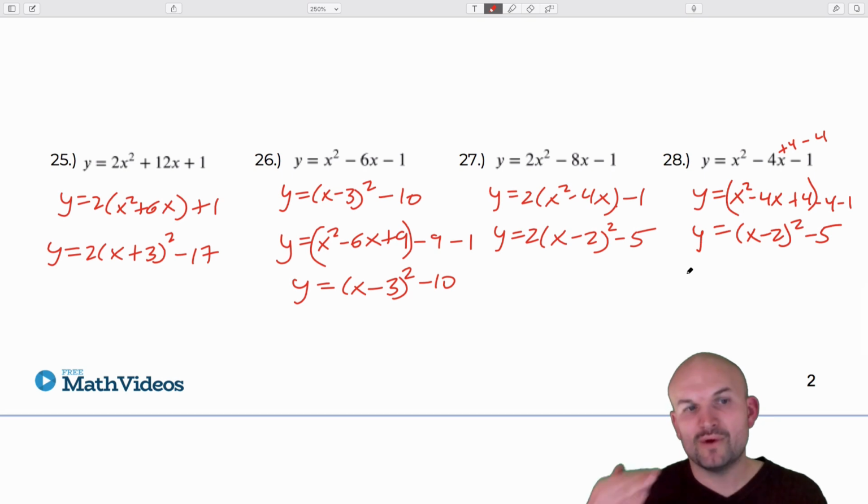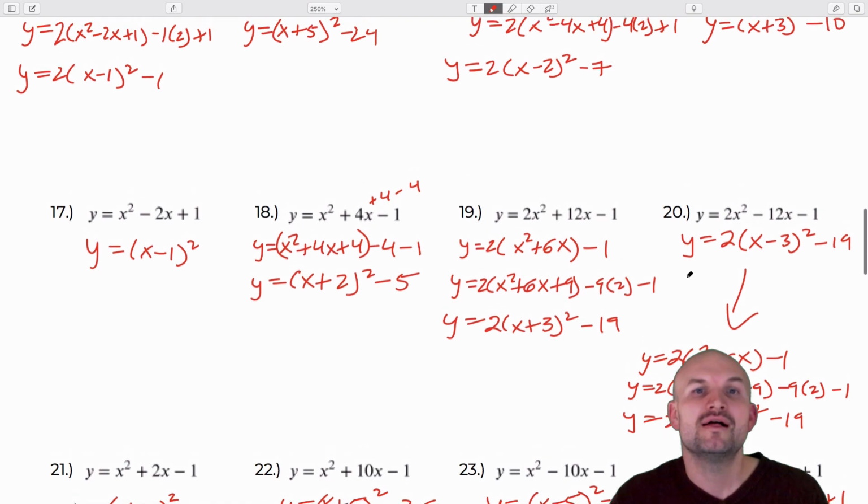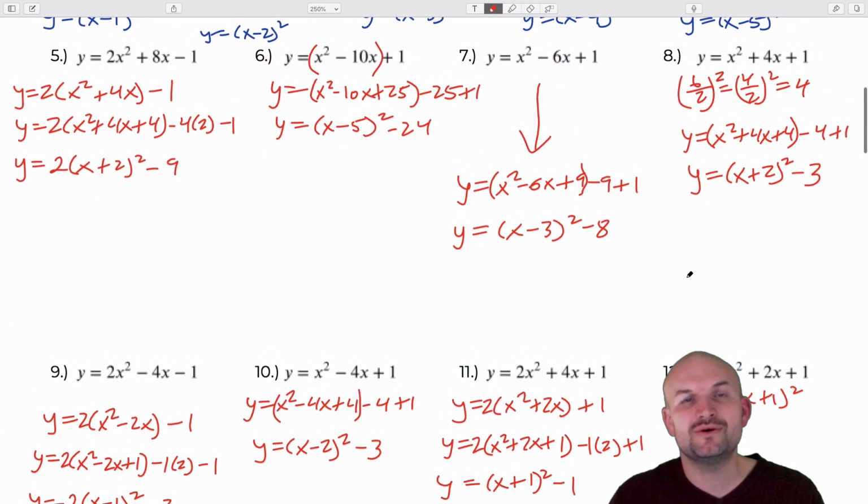So I hope that this has helped, and I hope that now you have a little bit more confidence when you have to complete the square on your own, as well as for some different types of numbers.